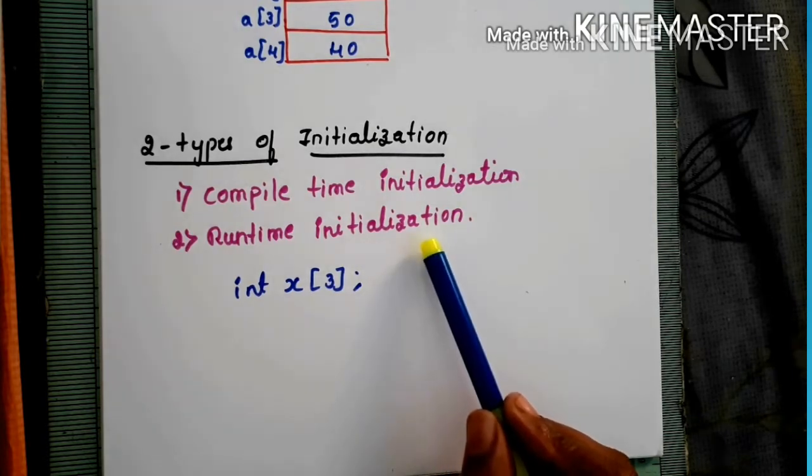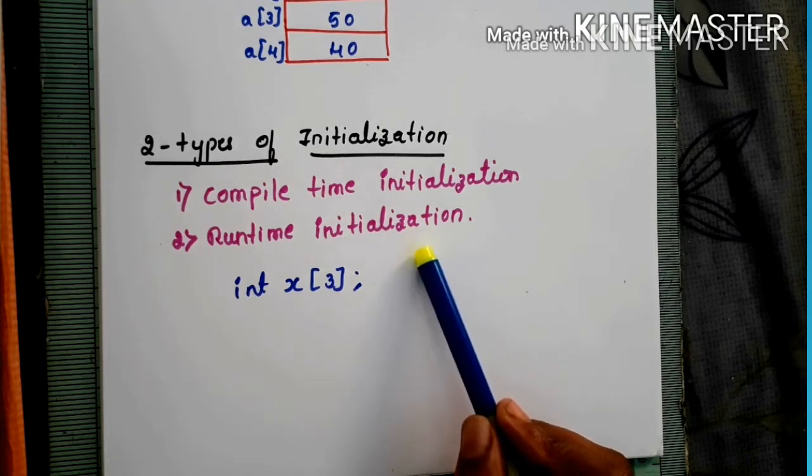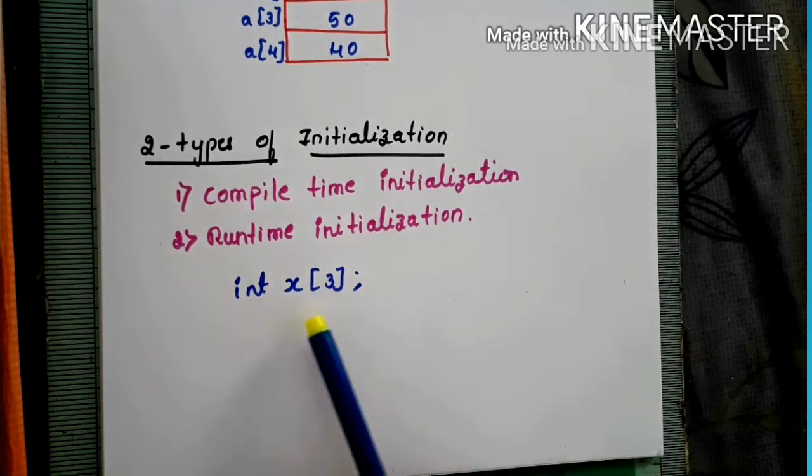Second type of initialization is runtime initialization. Runtime initialization means array elements are initialized during the runtime of the program or execution time of the program. For example, I have taken an integer array x with a maximum of 3 elements.